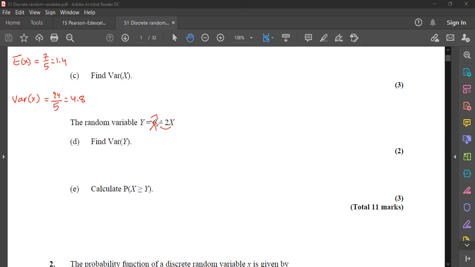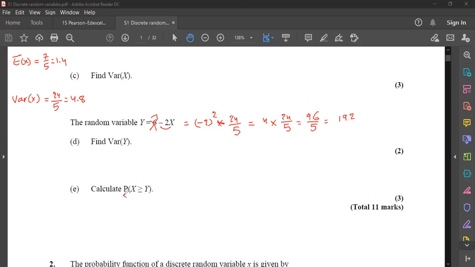Mathematical analysis, not statistical. So we will multiply negative 2 squared times the old variance, that is 24 over 5, which is equal to 4 times 24 over 5, that's equal to 96 over 5. As a decimal, you can write it down as 19.2.